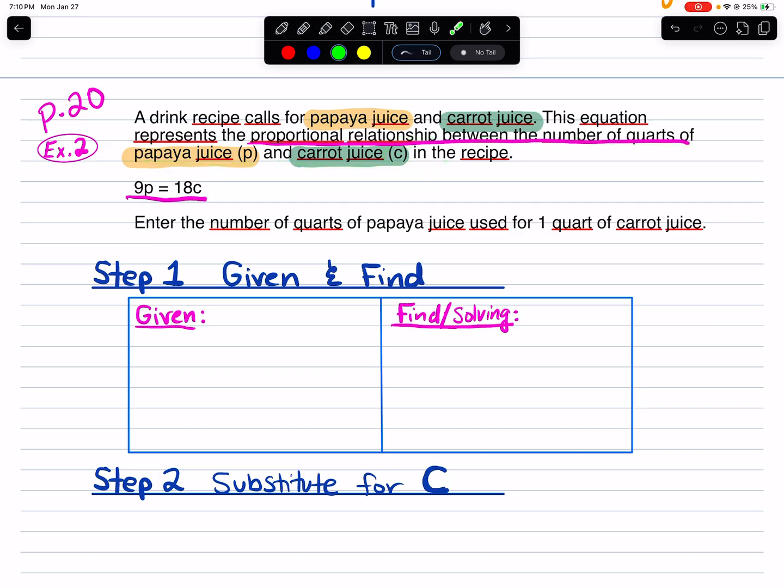Okay, awesome. We know what is given to us. So given to us, we know, I'll just say PJ's papaya juice. PJ stands for the letter P. There you go. And CJ stands for the letter C. We know these are our variables. And then we also have an equation. 9P is equal to 18C. There you go.